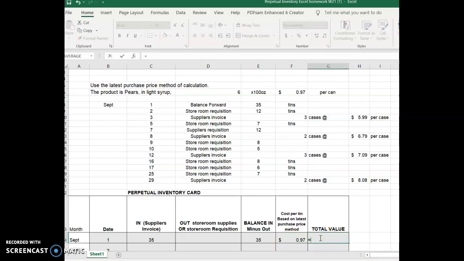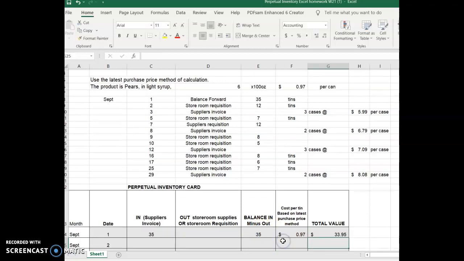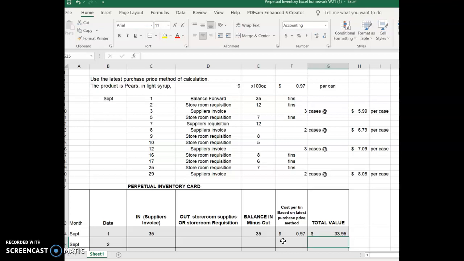And then for our total value, you want to do equals. It's going to be our balance by our cost per tin. So you do cell multiplied by cell, and equals our new value.